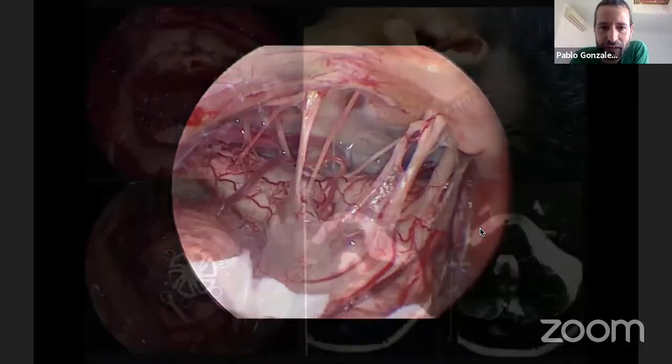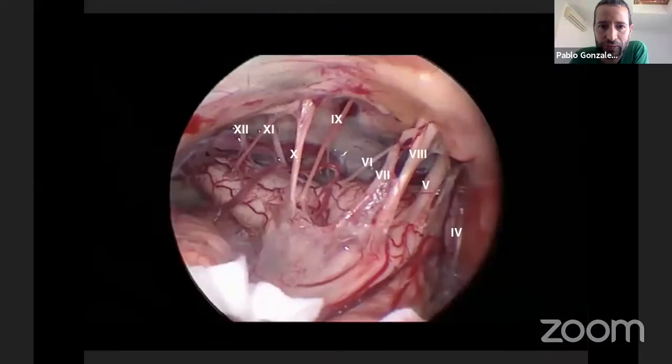So let me see if I have the levels for that one. And this is what I thought. So fourth nerve, fifth nerve, 7 and 8 nerves, which were pushed, 6th nerve going up, glossopharyngeal nerve going directly to the pars nervosa, and 10th, 11th nerve going to the pars vascularis.